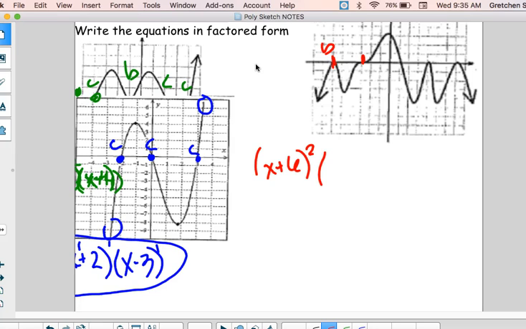So if it's at -3 in parentheses, x plus 3, and then this is a sway. So that's what the sway looks like. It's like an S shape in the graph. So S for sway. So if it sways, what exponent? 3. Where's the next one? Bounce, cross, or sway? Cross. No exponent. Next one.